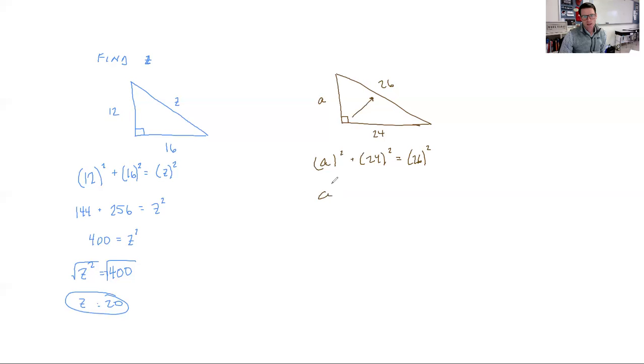A squared stays A squared. 24 squared becomes 576. And 26 squared is 676. Okay, so I'm solving for A. So here we go. This is just an extra step in our rules of algebra. So I have squaring and adding. I'm going to undo adding first, right? Based on SADMAP, so I'm going to subtract 576 from both sides.